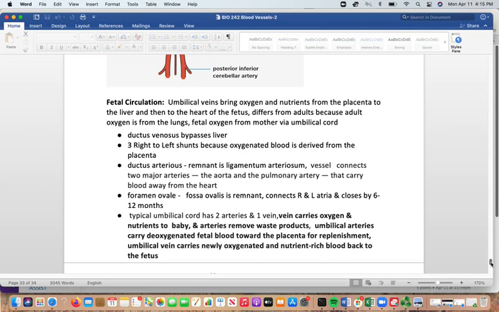So your typical umbilical cord is going to have 2 arteries and 1 vein. The vein carries oxygen and nutrients to the baby. The arteries are going to remove waste products. So umbilical arteries carry deoxygenated fetal blood towards the placenta to get replenished. The umbilical vein is going to carry newly oxygenated and nutrient-rich blood back to the fetus.